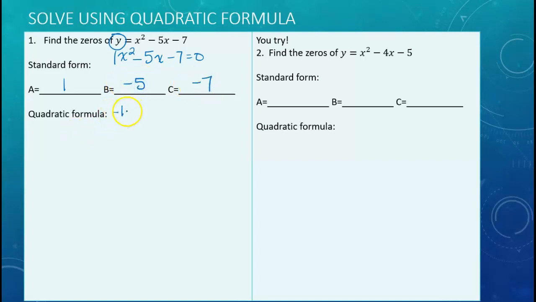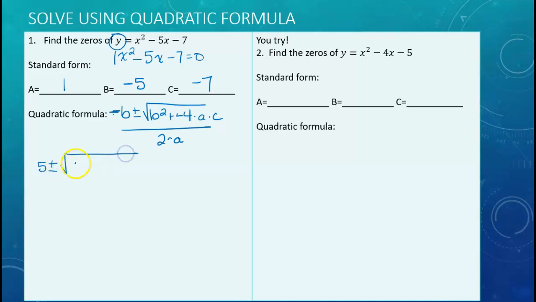So remember, our quadratic formula is negative b plus or minus the square root of b squared plus negative 4 times a times c all over 2a. Again, you don't have to have it memorized, you just need to know how to use it. Remember, there's a negative in front of the b and another negative on the b. A negative and another negative make a positive 5. So that's plus or minus the square root.